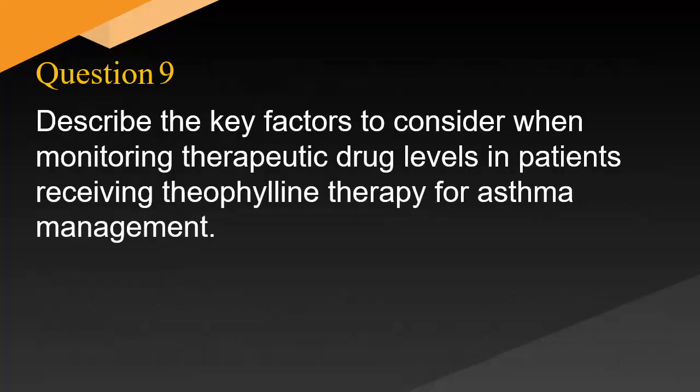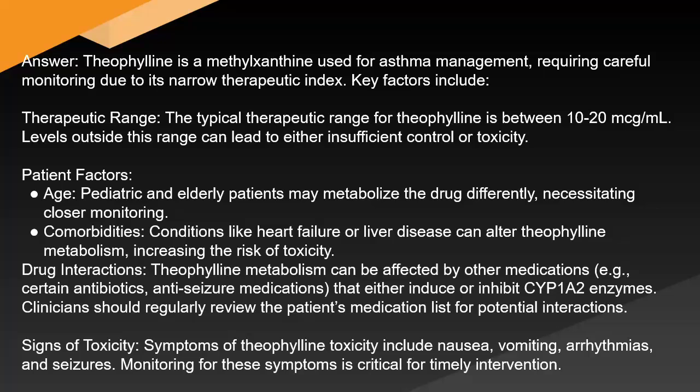Describe the key factors to consider when monitoring therapeutic drug levels in patients receiving theophylline therapy for asthma management. Answer: theophylline is a methylxanthine used for asthma management, requiring careful monitoring due to its narrow therapeutic index. Key factors include therapeutic range. The typical therapeutic range for theophylline is between 10 to 20 mg/mL.